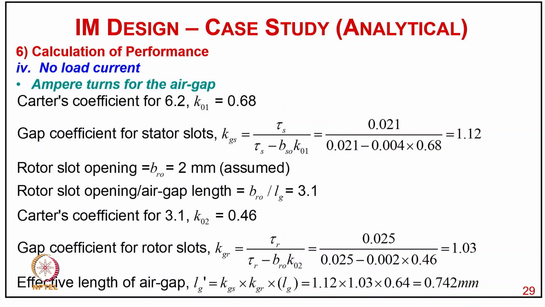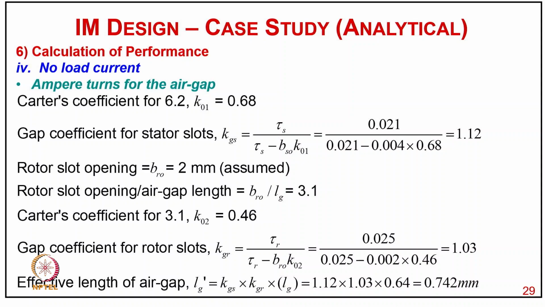Now coming to the ampere turns for the air gap, we have to calculate the Carter coefficient for this. It comes KCS 0.68 from the characteristic of Carter coefficient with the slot opening, and the gap coefficient for the stator slot comes KGS equal to tau S upon tau S minus BS KCS, it comes 1.12. Now we have to consider the effect of the rotor slot opening in increasing the effective air gap length. BR0 equal to 2 millimeter, and rotor slot opening upon air gap comes 3.1. So the Carter coefficient for this factor is KC0 equal to 0.46, and we can now find the gap coefficient for this, KGR equal to tau upon tau minus BR. Putting in the value, it comes 1.03.